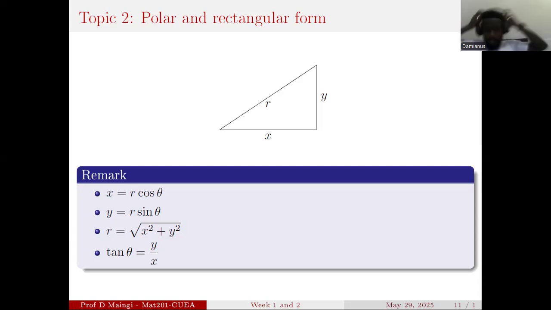Okay, so polar form, rectangular form. As you can guess from the representation of a complex number z in the form of x plus iy, the x part can be considered as x units on the x-axis, and the imaginary part, y, can be the y-axis. Basically, you can describe a complex number in two ways.